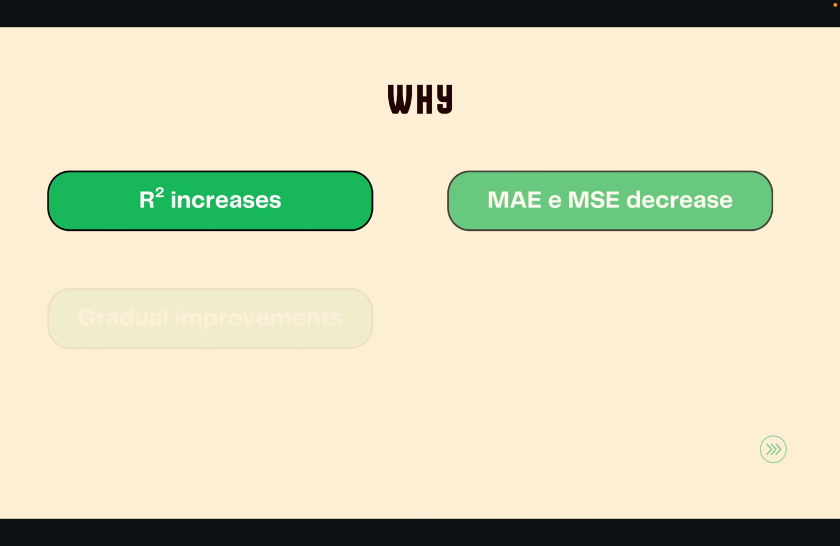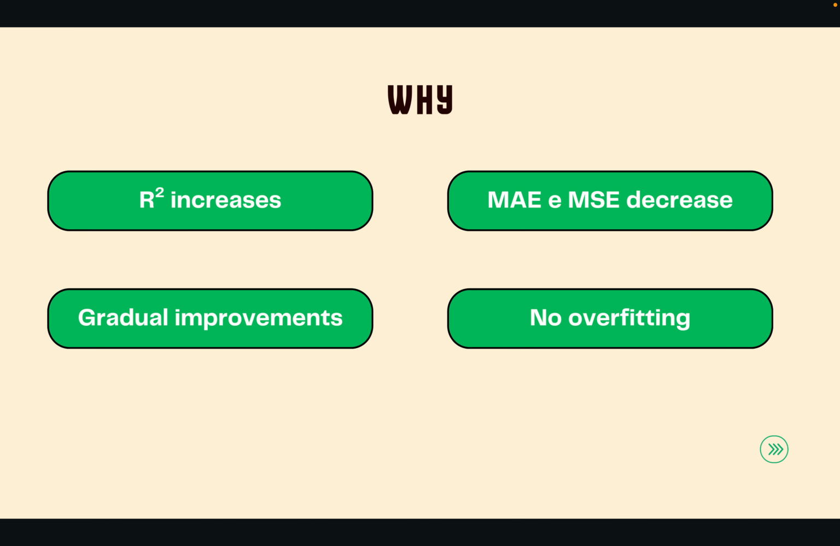So, why does this happen? As shown before, R square increases while mean absolute error and mean square error decrease. There is no evidence of overfitting, and we observe gradual improvements as the model becomes more refined, as expected.